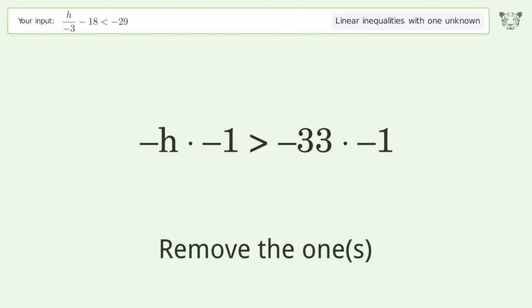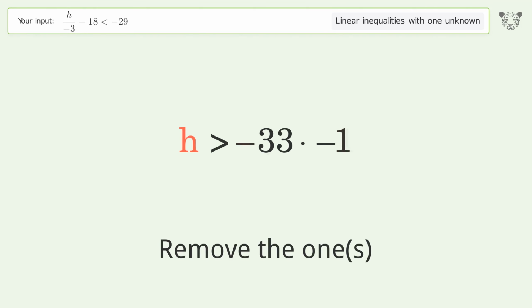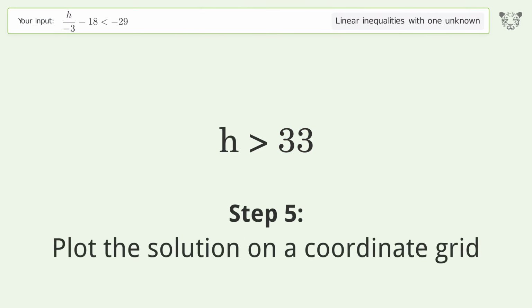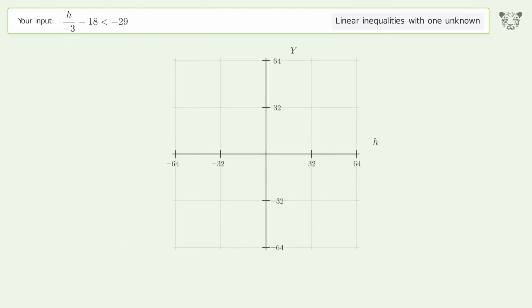Remove the ones. Simplify the arithmetic. Plot the solution on a coordinate grid. And so the final result is h greater than 33.